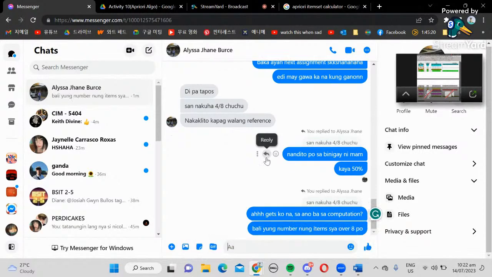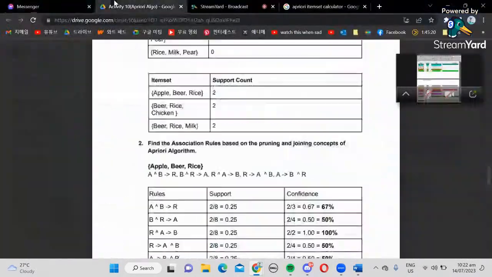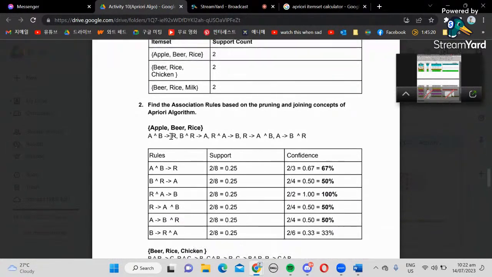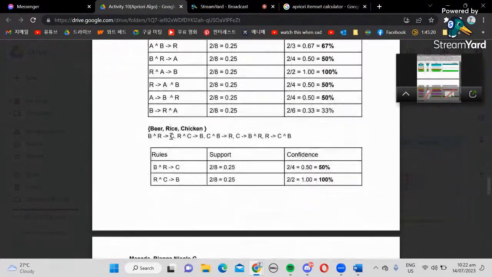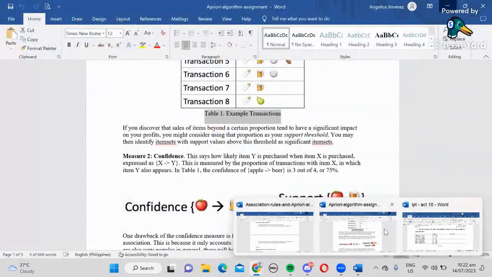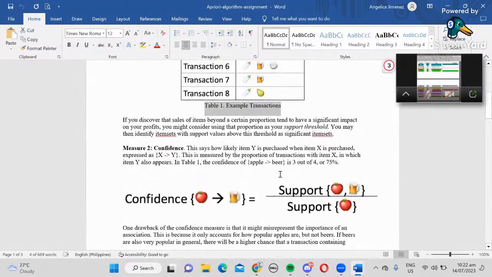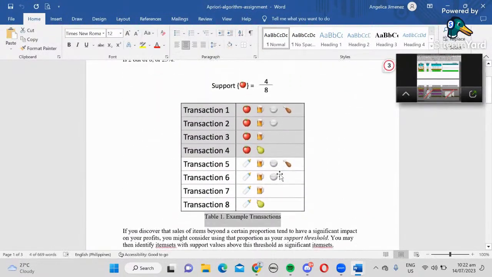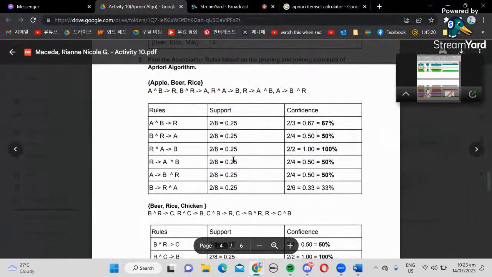Okay, thank you, JM. So we have Justine. Mine is chicken as well, beer and rice. Beethoven, do you know Justine's rule? It's the one in yellow. Okay.